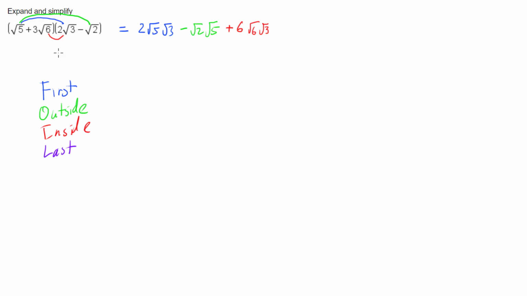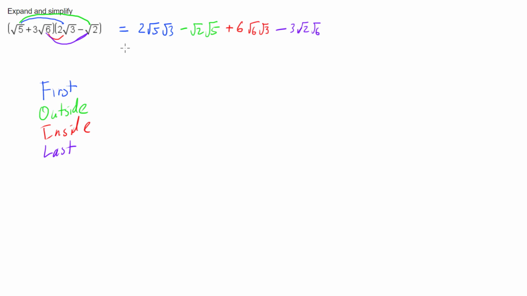And lastly, my last terms, so my two right-hand terms, the last terms in the brackets, 3 root 6 times negative root 2. One of those is negative, and negative times a positive is negative. So I'm going to have negative 3 root 2 root 6.